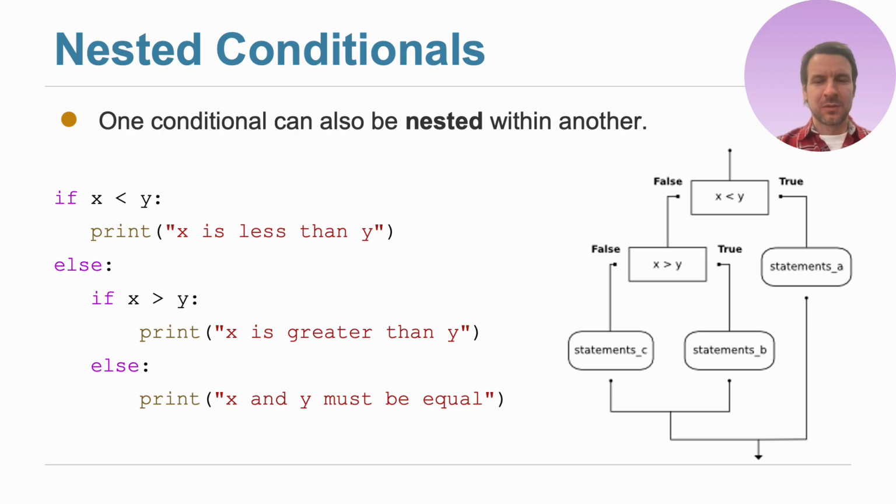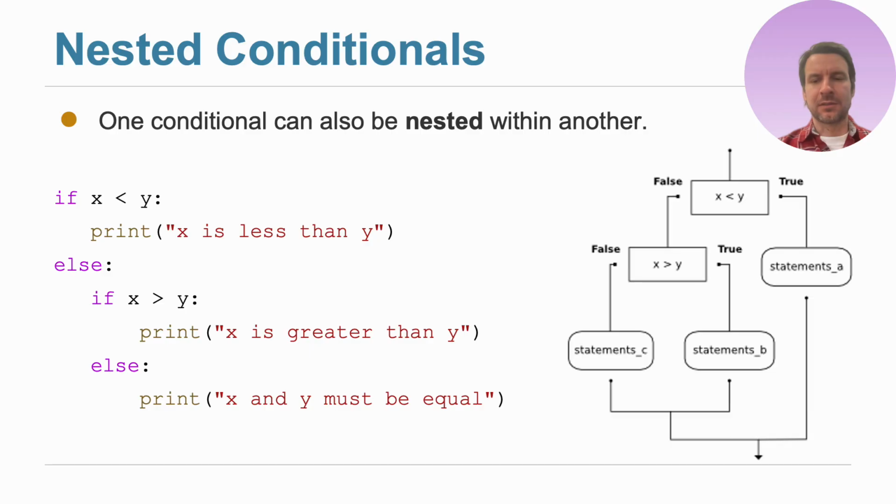It's of course possible to nest the conditions. So if you have one if condition, if x is less than y, then it prints x is less than y, and then there is the else statement, and in the else statement there is another if condition. It now tests if x is bigger than y, and then it writes x is greater than y. And if the first condition is false and the second condition is false, it means that x and y must be equal. So that comes to the last condition.